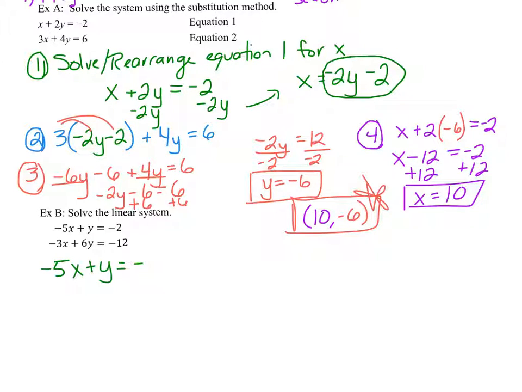So what do I do to get y by itself? Add 5x. Yeah, good. All right, so I've got y equals -2 plus 5x. And what am I going to do with that -2 plus 5x now? Plug it in for y. Good, in the second equation. Okay.